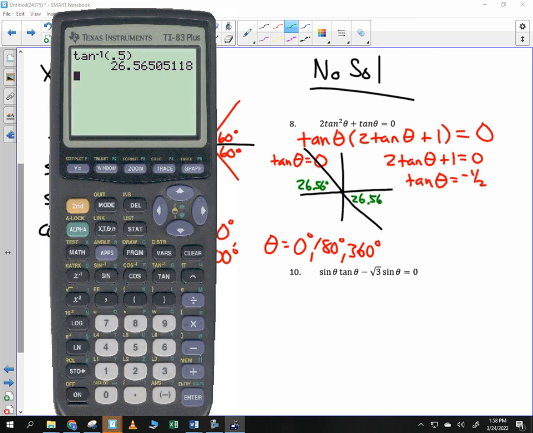How do I figure out my first one? Subtract 180. And you get 153.44 degrees. And then the other one will be? Good. All right, we got 2 left. You guys are doing a nice job.